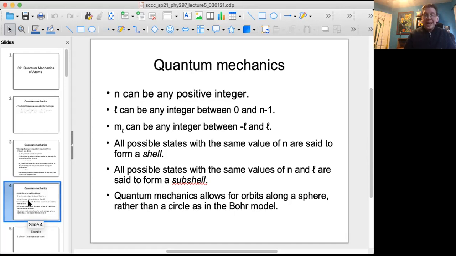So all possible states with the same value of n are said to form a shell. And all possible states with the same values of n and l are said to form a subshell. Quantum mechanics allows for orbits along a sphere rather than simply a circle. And so that's the difference from the Bohr model. The Bohr model assumes circular orbits. In quantum mechanics, the orbit is spherical, and it doesn't have to be a rigid circle, and you're not necessarily the same distance r away either. But we'll talk a little bit more about that as we move on.